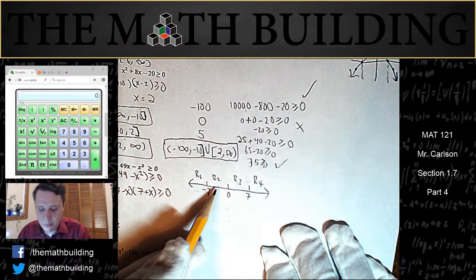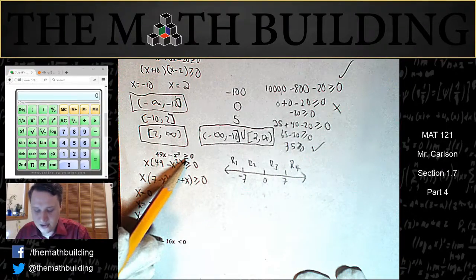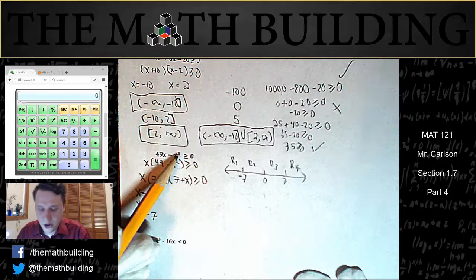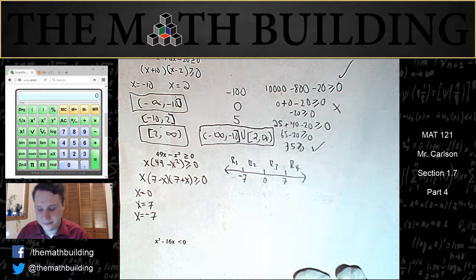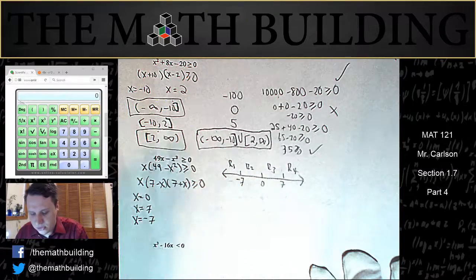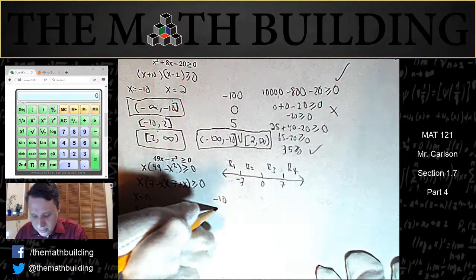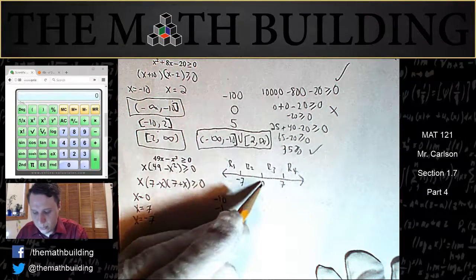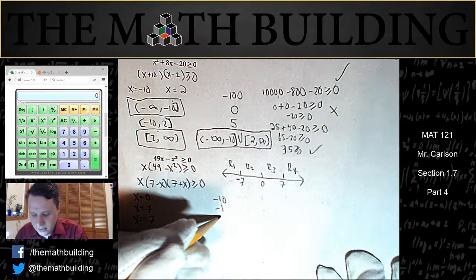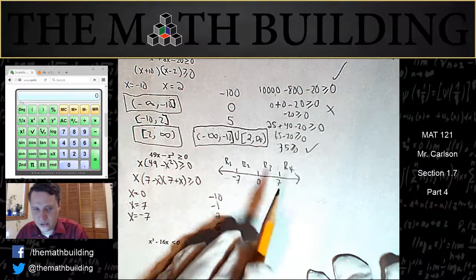Here are the 4 regions, and we need to test one point in each of them. We're looking to see if we're positive, if we're bigger than 0. If we are, that region is part of our answer. If not, it's not part of our answer. So let's pick a point in each of these regions. I'm going to pick -10 for this region. Let's pick -1. Don't pick 0 because that's a critical value. Let's pick 2 and 8. Those will be the 4 points, one from each region.